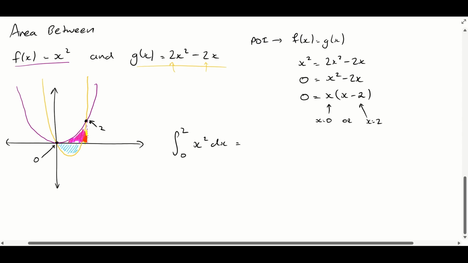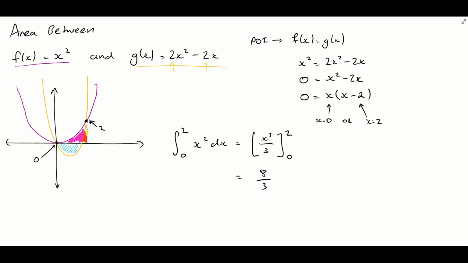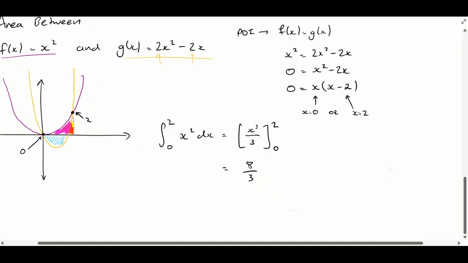Okay, so if I do the purple one first, so that's just my x squared with respect to the variable x. Well, that is just x cubed over 3 from 0 to 2. So I just end up with 8 over 3 there. And you can check that definite integral, but when you put the 2 in, you end up with 8 over 3, and the 0, you just get nothing.